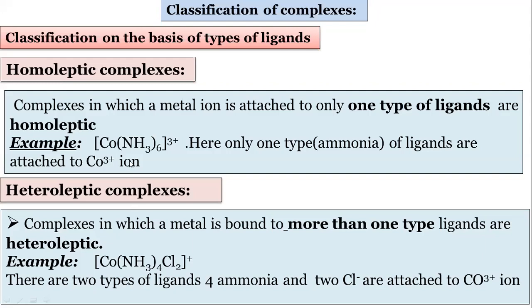This is very simple to identify. When one type of ligand is involved, it is a homoleptic complex, and when 2 or more types of ligands are involved, it is called a heteroleptic complex. Why am I repeating this part again? Because this is asked for 1 mark, and don't lose your marks, because this chapter is a very small chapter and the weightage is 7 marks. So all the students should get 7 marks.